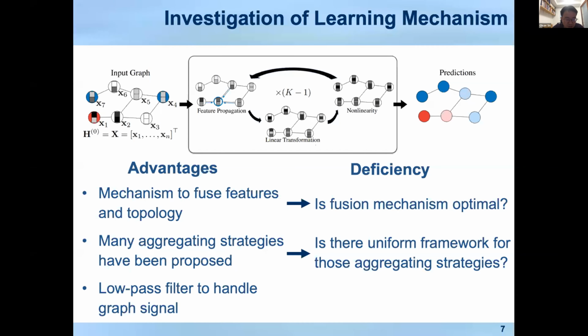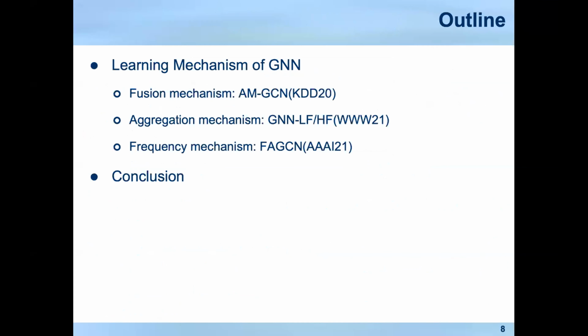Thirdly, much research has pointed out that the GNN is a low-pass filter for graph signals. However, is the low-pass filter enough for different kinds of graphs? In this talk, we will revisit the learning mechanism and present our work in three aspects: fusing mechanism, aggregating mechanism, and frequency mechanism.